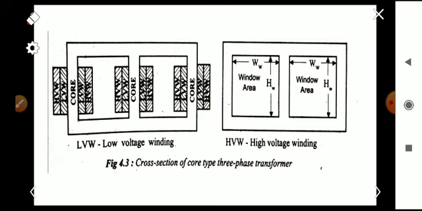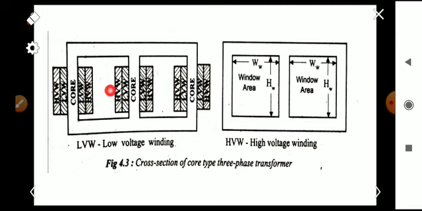Okay. So this is a cross section of a core type three-phase transformer. For a three-phase transformer, three limbs will be there, and we are placing the three windings in these three limbs. In every limb we have a low voltage winding and a high voltage winding. Always the low voltage winding is wound just around the core, and above the low voltage winding we wind the high voltage winding. So there will be two windows for a three-phase core type transformer. These windows will accommodate the windings.